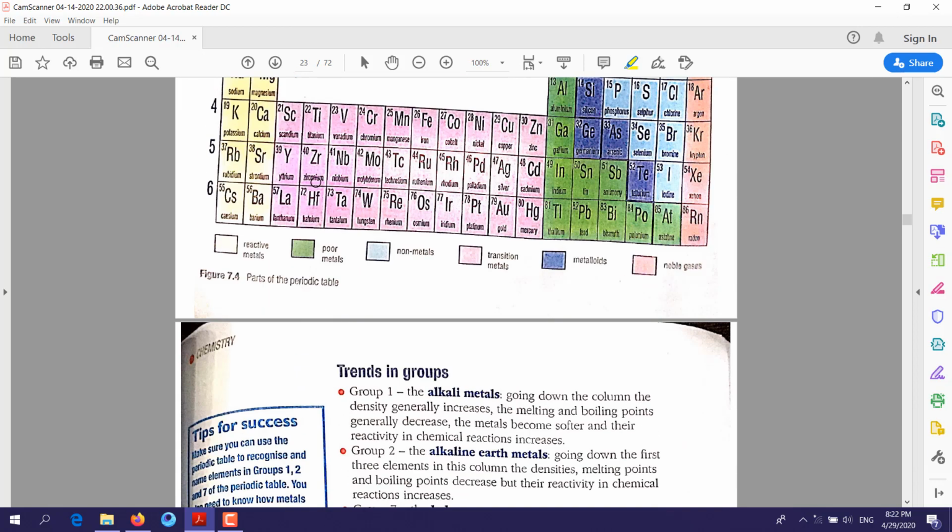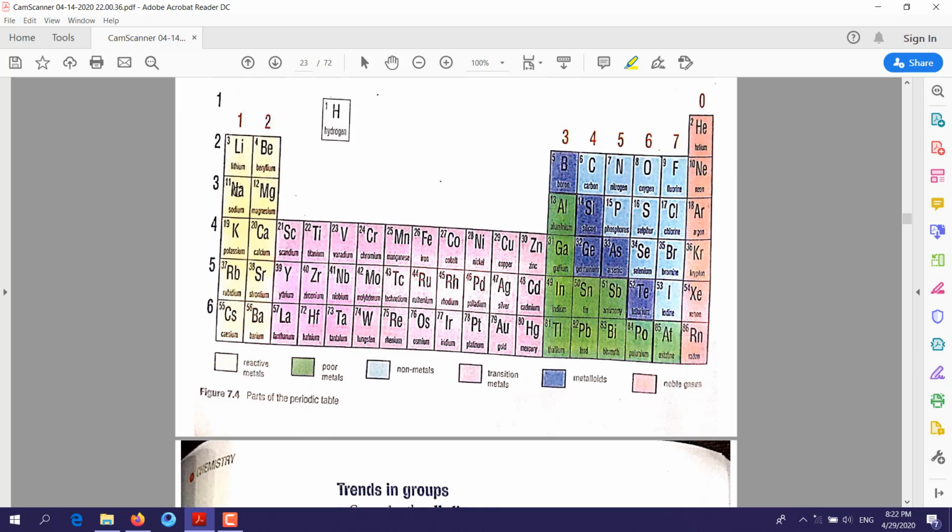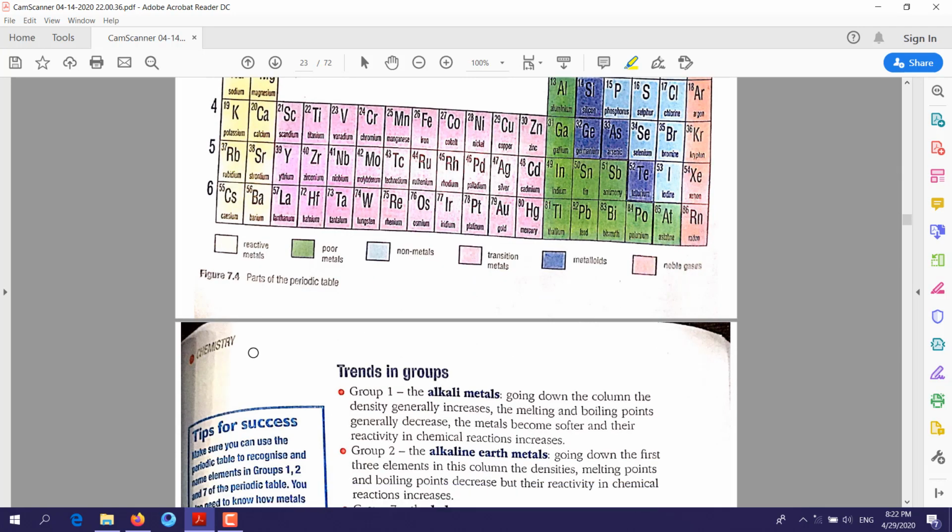Then this periodic table is divided into what we call groups and periods. What do you mean by group? The vertical columns of the periodic table we call groups. The horizontal lines, or the horizontal rows, we call periods.